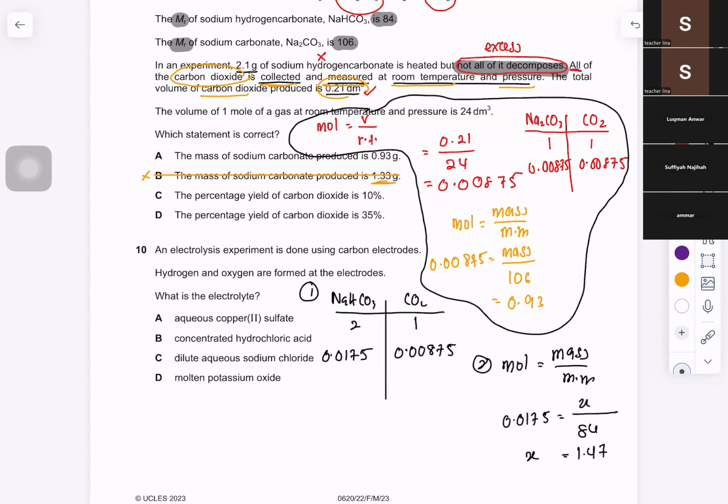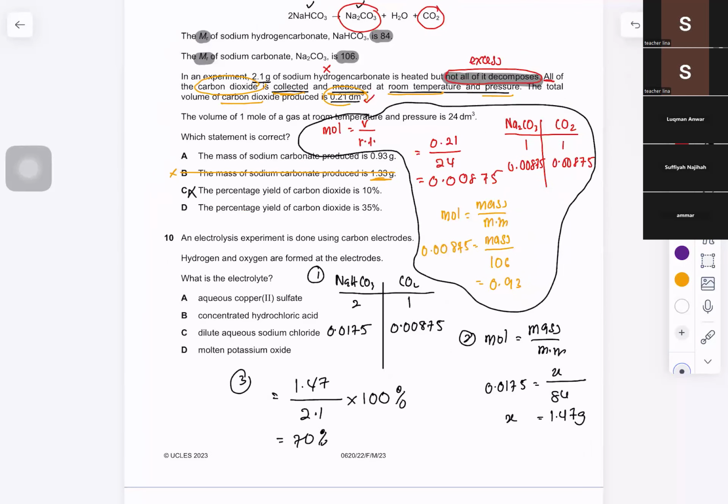So sampai situ, is it clear, Sam? Clear, teacher. So then, you tahu in experiment, 2.1 gram of the sodium hydrogen carbonate is equal 2.1 gram. So in experiment, you cuma dapat 1.47 je. So 1.47 gram for the sodium hydrogen carbonate divide by 2.1. And then you times with 100. You nak dapat percentage yield kan? So 1.47 divide by 2.1 and then times 100. 70%. Suppose 70%, tapi but wrong. So the answer A.